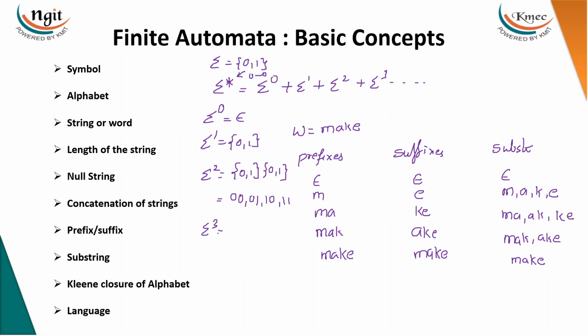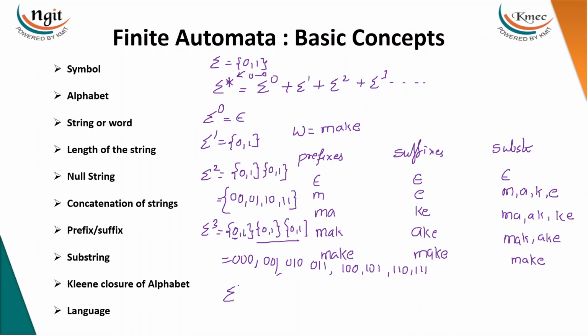Same way, sigma power 3 means you take the alphabet 3 times: 0, 1, 0, 1, 0, 1. Just perform the concatenation of sigma square with sigma. That will give you 000, 001, 010, 011, 100, 101, 110, 111. The combination of all of these will be treated as the Kleene closure. And we have the positive closure, denoted with sigma plus, where you take it from sigma 1, sigma 2, sigma 3, and so on.